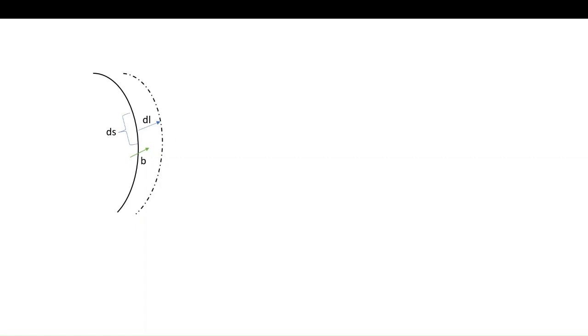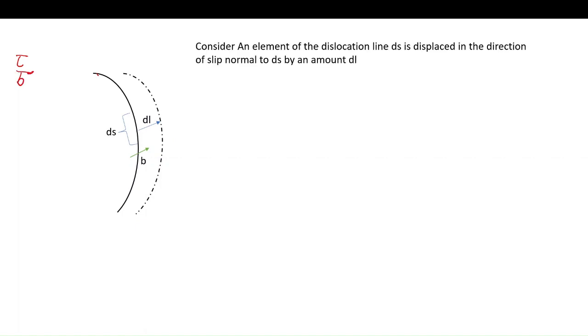Now consider the following figure. The bold line shows the initial position of the curved dislocation line, which is moving under the shear stress tau in the direction of Burgers vector b. Consider an element ds which is to be displaced in the direction normal to ds by an amount dl. Now we have to find the force needed for this displacement dl.